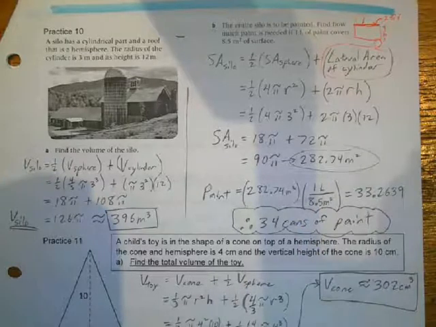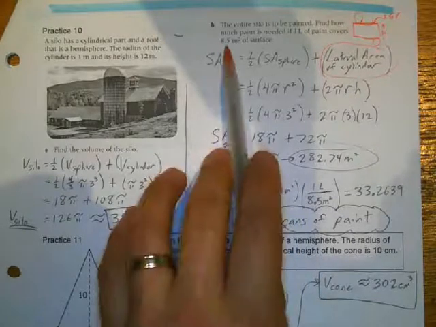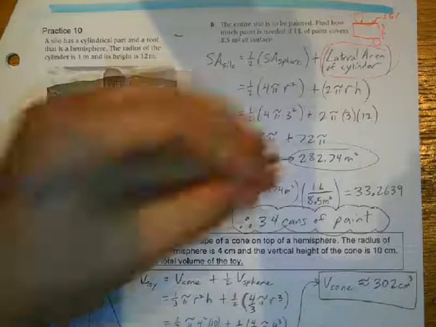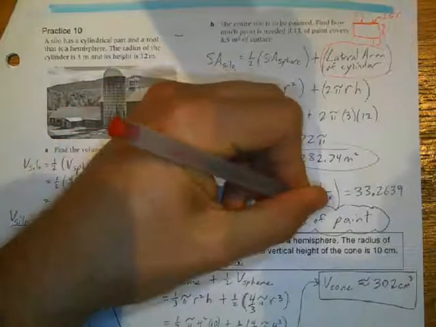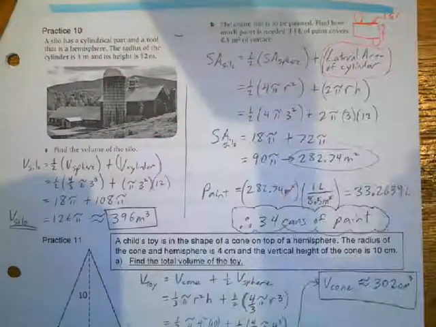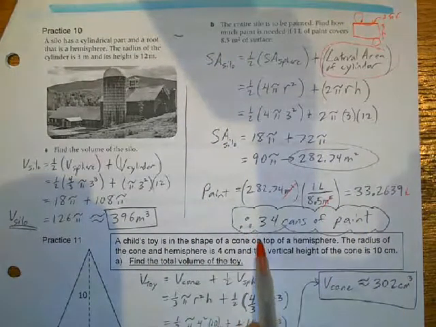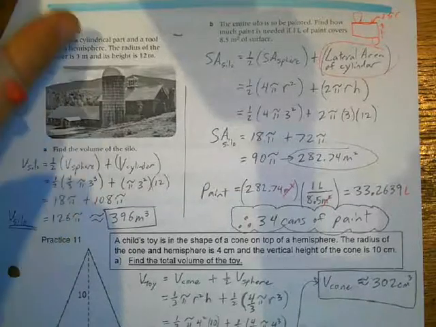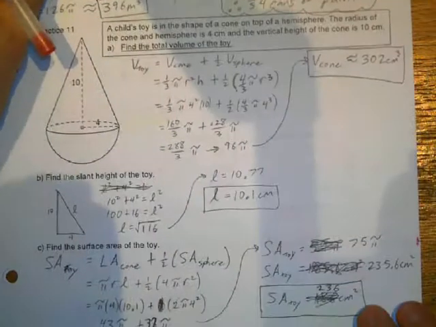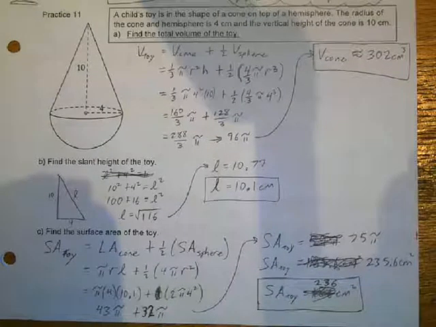Now to figure out the amount of paint, we take the surface area and we divide it by 8.5 meters squared. The meters squared cancels out on the top and bottom, and now we're left with liters. So 33.2 liters of paint. So we're going to need 34 cans of paint to do this. Last question. You may want to hit pause to copy this down.